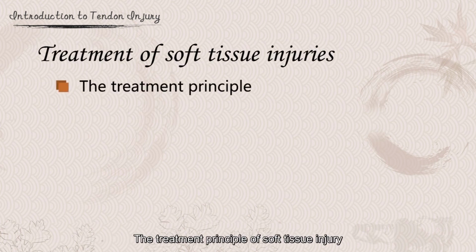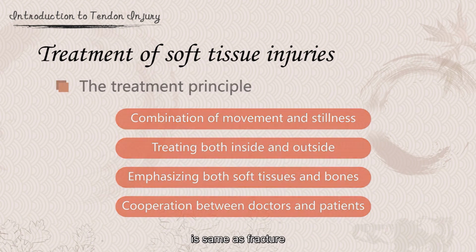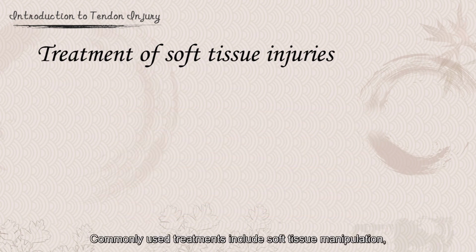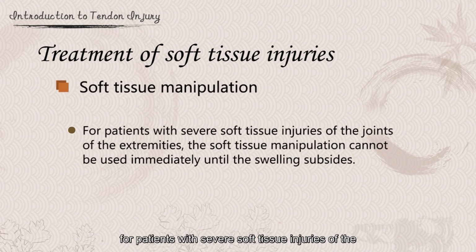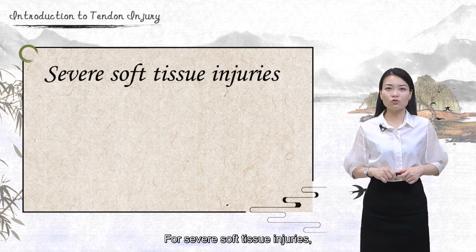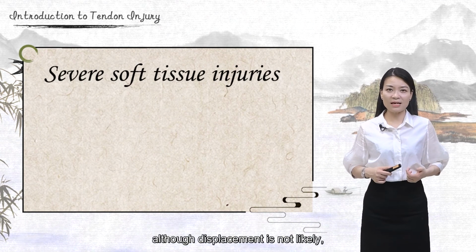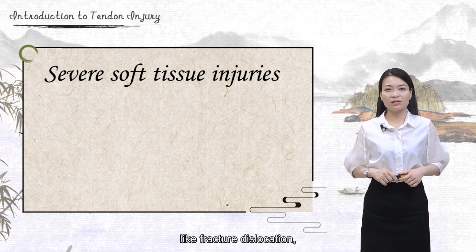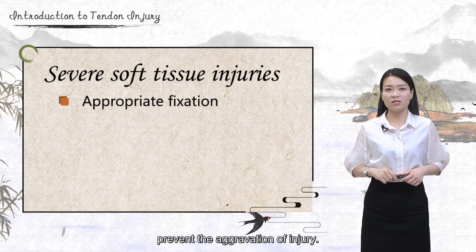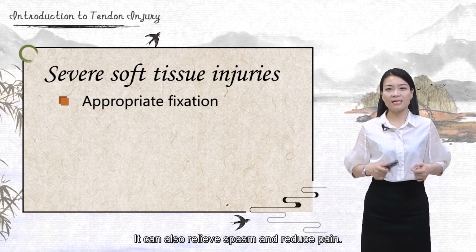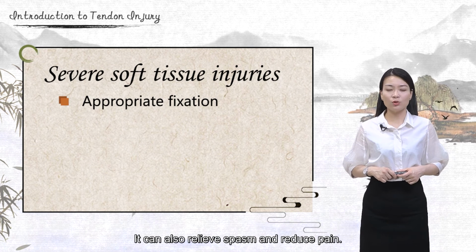The treatment principle of soft tissue injury is the same as fracture. Commonly used treatment includes soft tissue manipulation for patients with severe soft tissue injuries of the joint of the extremities. The soft tissue manipulation cannot be used immediately until the swelling subsides. For severe soft tissue injuries, although displacement is not likely, like fracture dislocation, appropriate fixation can also be given to prevent the aggravation of injury. It can also relieve spasm and reduce pain.